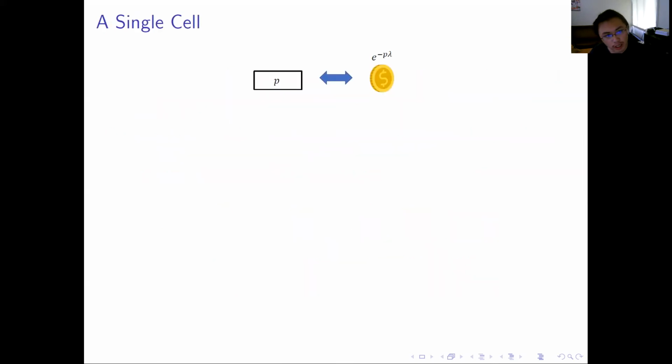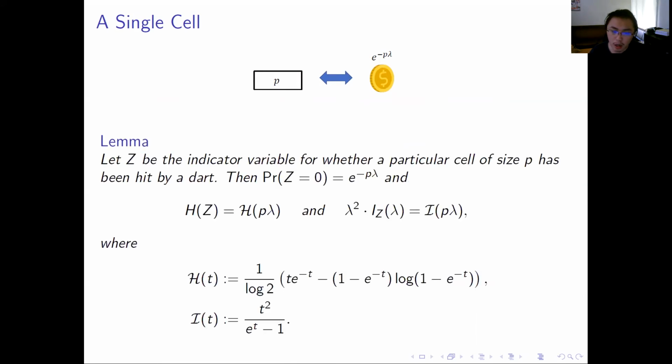Okay, before we do the calculation, let's just look at a single cell, which is an important building block. Let's consider a cell with hitting probability P, which corresponds to a coin with bias e to the minus P times lambda. It turns out that the entropy of the single cell and the normalized information provided by the single cell can be written as functions of P times lambda. So basically, you can consider P times lambda as a local time of the cell, which tells how sensitive this cell is to the cardinality.